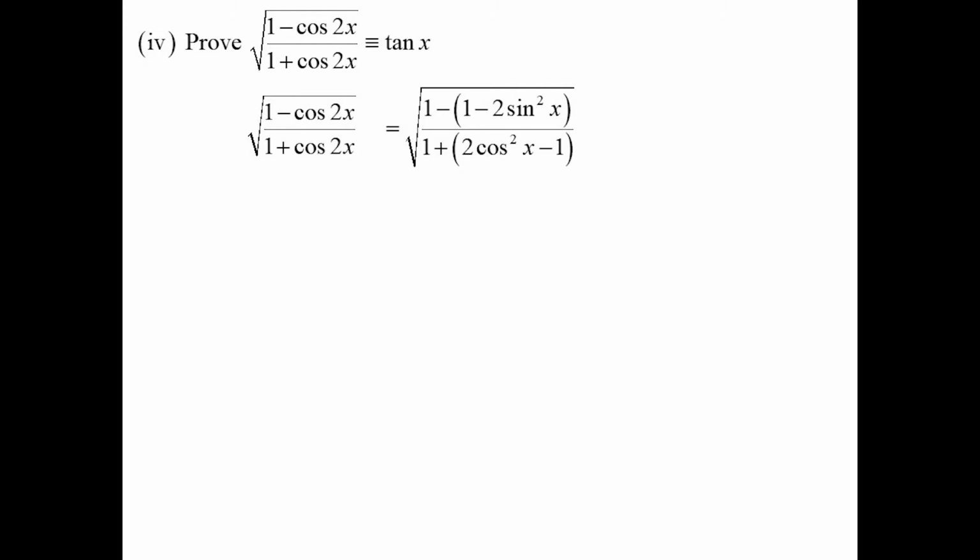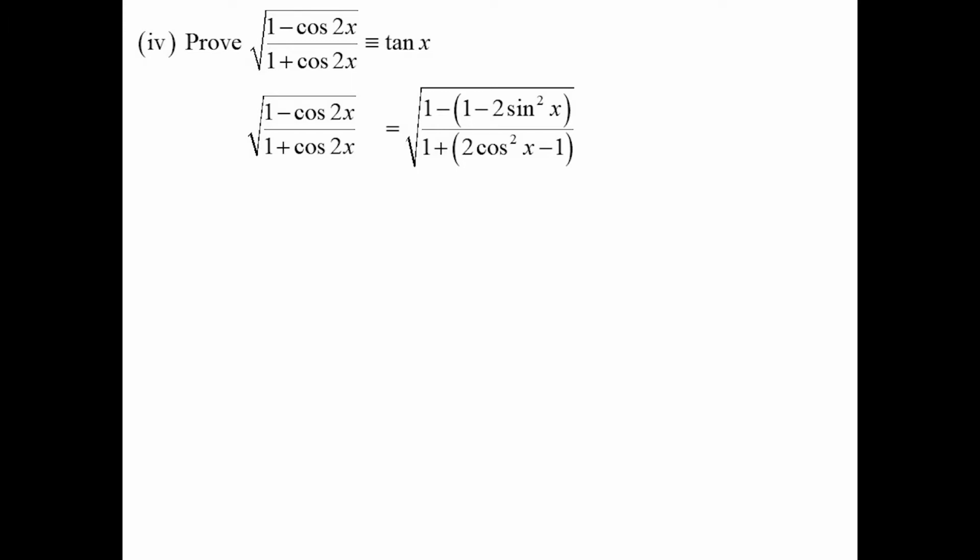Prove this trig identity: the square root of 1 minus cos 2x on 1 plus cos 2x is the same as tan x. Okay. Well, I'm going to use my cos double angle results. But looking at my answer is tan x. Remember, tan is sine on cos. So for the top double angle result, I'm going to use the one in terms of sine squared. For the bottom one, I'll use the cos squared.